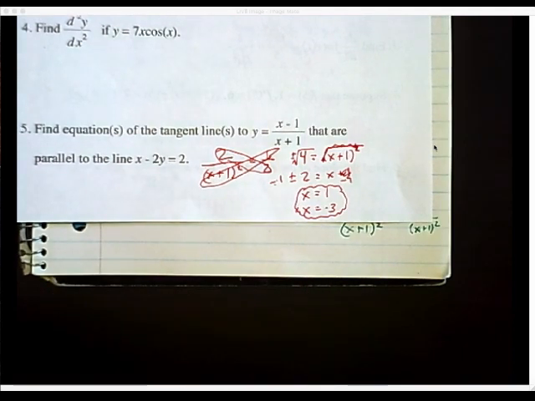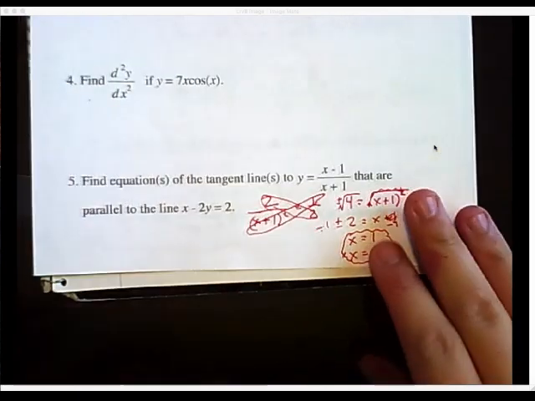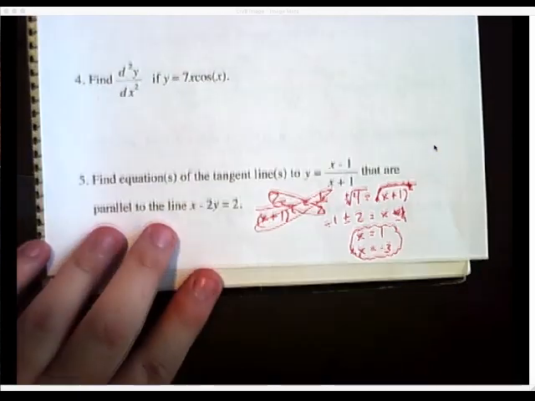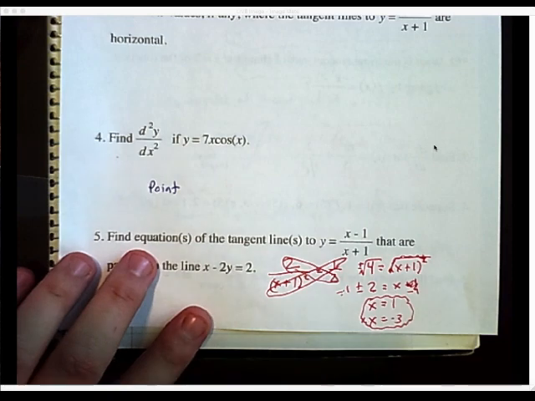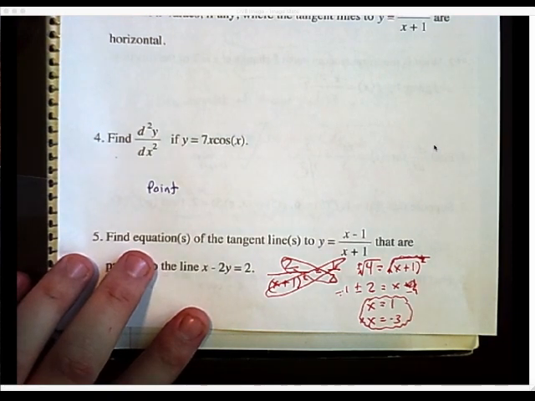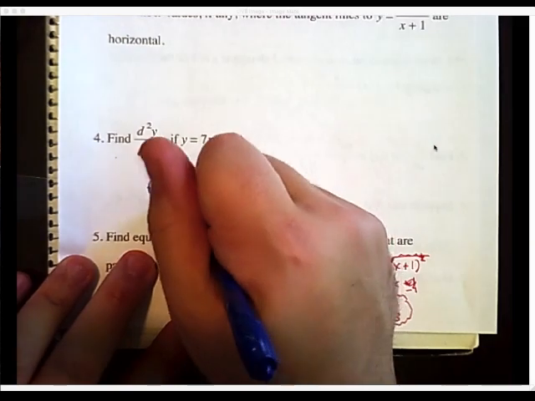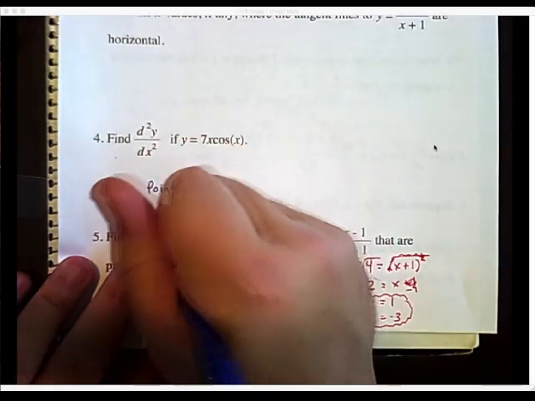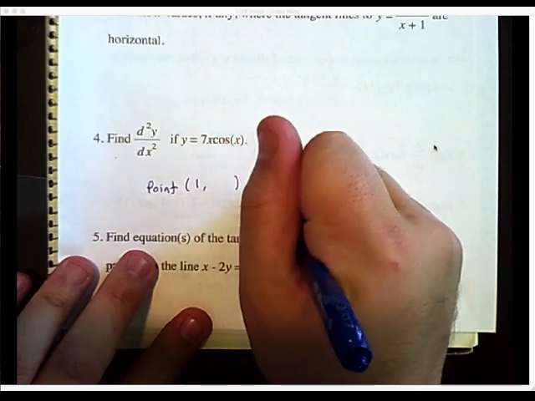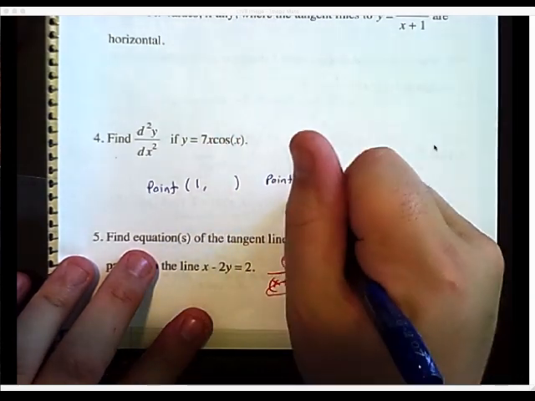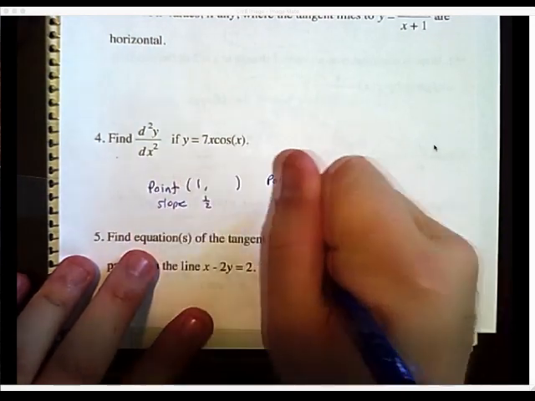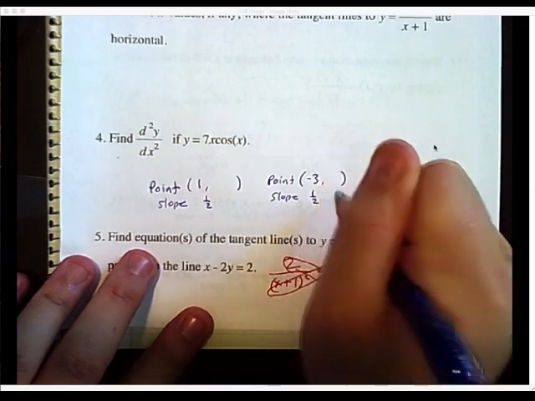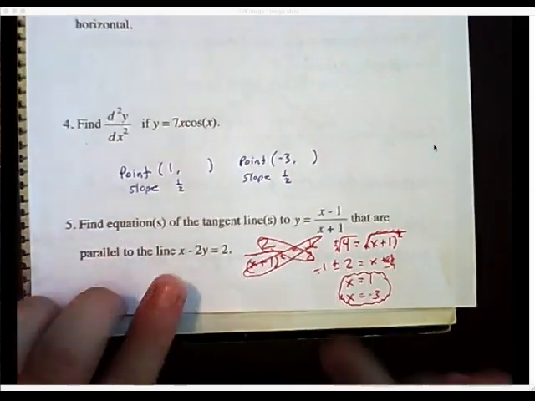Okay, those are the two x values. But what I really need to do is find the equations of the tangent lines. So there's 2 points on the graph that give me a slope of 1/2. One point has an x value of 1. Another point has an x value of negative 3. But in both cases, the slope is 1/2. So I'm still missing the y value. How am I going to find the y values here?